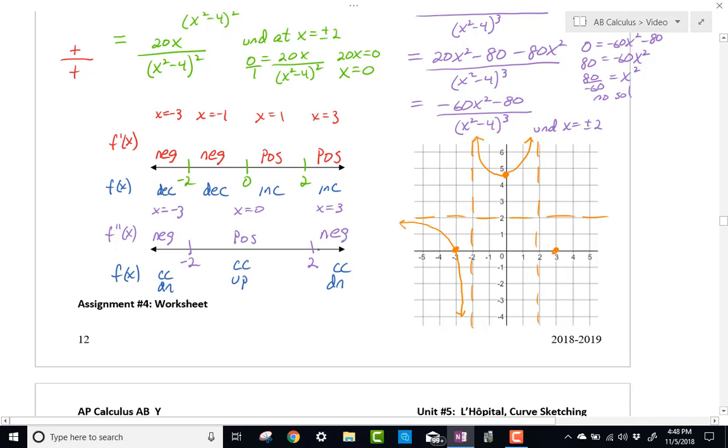And then the right side, we know that f of x is increasing and concave down. So we're coming up along the vertical asymptote and underneath the horizontal asymptote, and there is f of x.